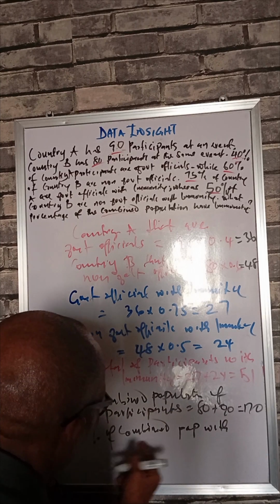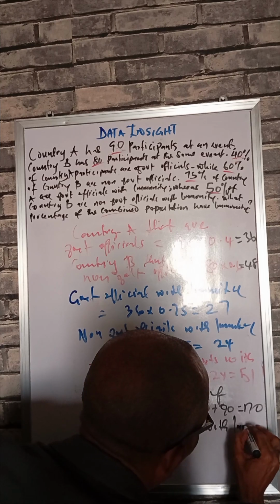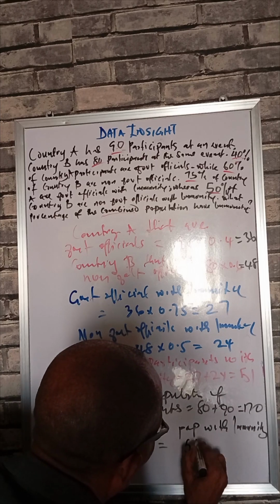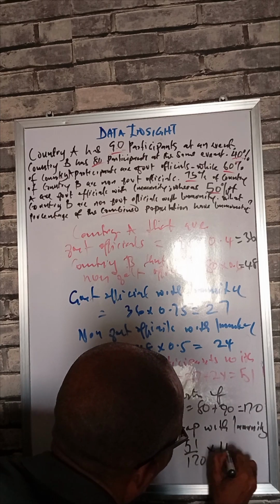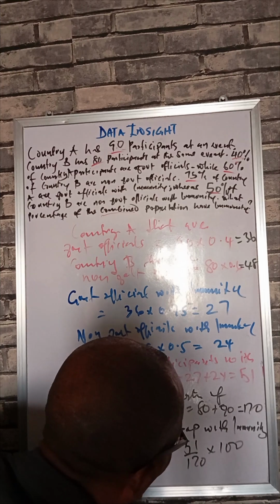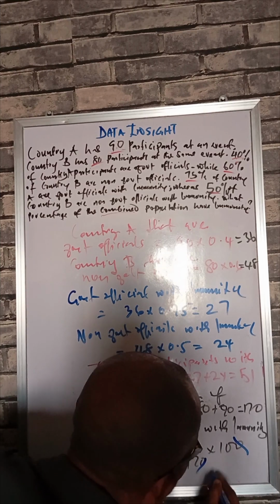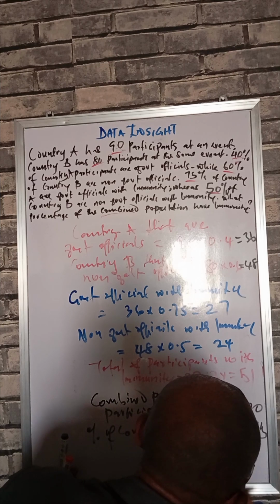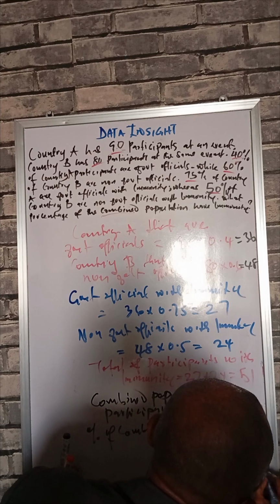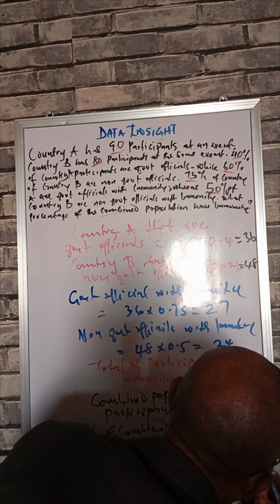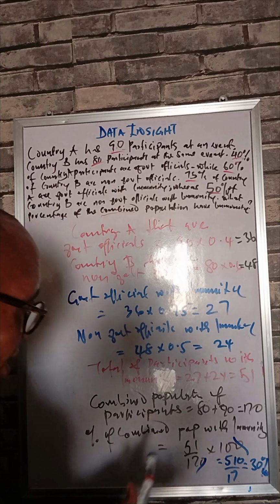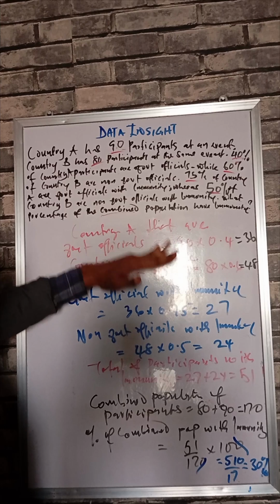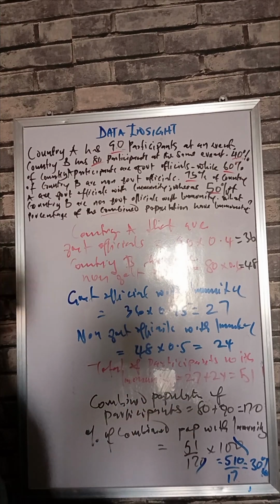So the percentage of combined population with immunity equals 51 over 170 times 100. If we remove this 0, we have 510 all over 17, and this of course gives us 30%. So 30% is the percentage of the combined population that has immunity. So when you look at it stage by stage, it makes it clearer.